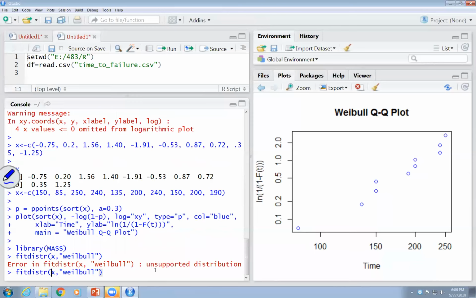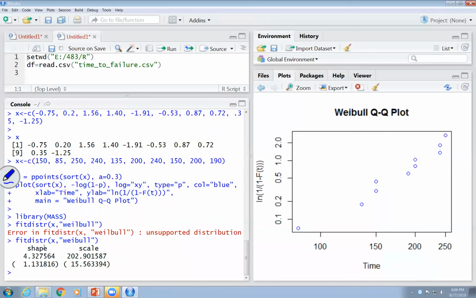Fit, what? Okay, there we go. So you call fitdistr first. You have to make sure that your package, the MASS package, is installed. Then you have to call that library. Then you can call fitdistr with your values, and in quotation the distribution of interest. It will give you back the shape and scale, since Weibull has shape and scale. It gives you the estimated values and the standard error for the parameters. So we almost got these numbers.